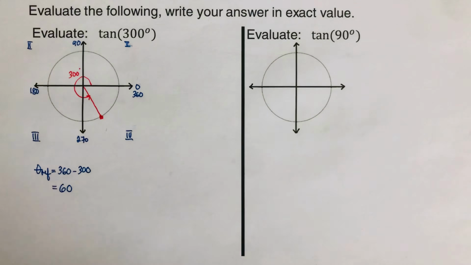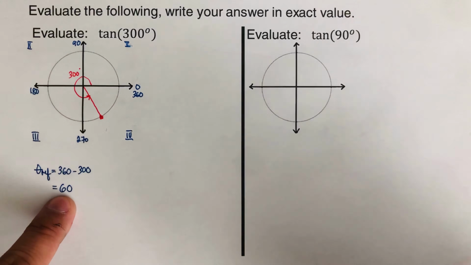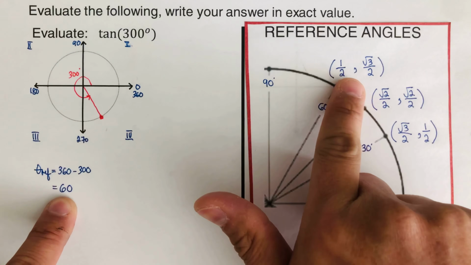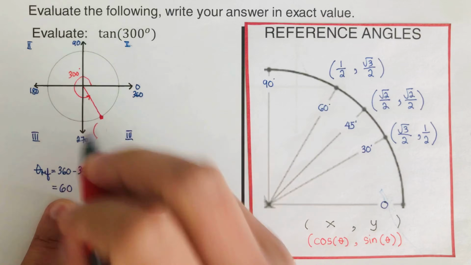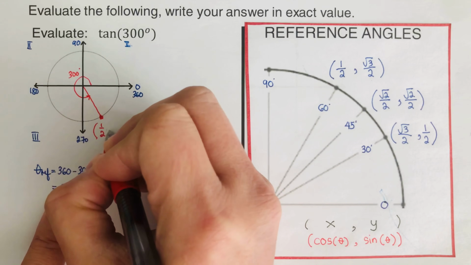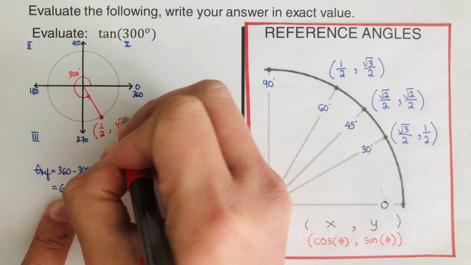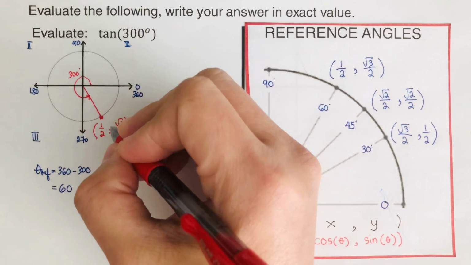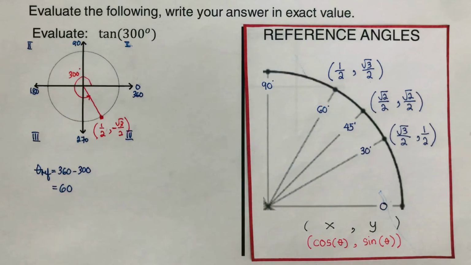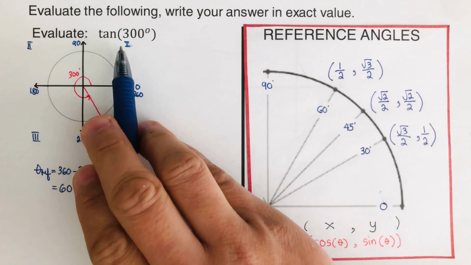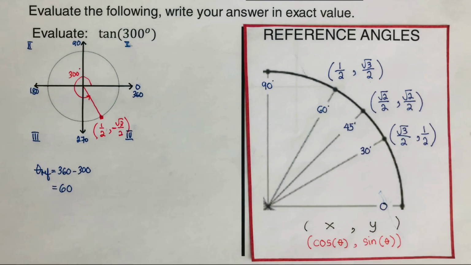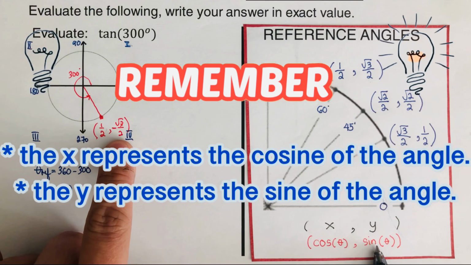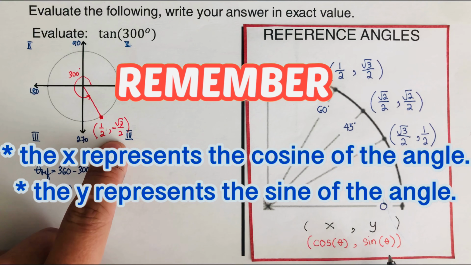Okay, so the reference angle for 300 is 60. So what it's trying to tell us is that the coordinate of this dot right here is pretty similar to that of 60. So I can go ahead and label this. So 60 would be 1/2, and then that's square root of 3 over 2. Now, please remember that in the fourth quadrant, the x is positive and the y is negative. So I can go ahead and label this as negative square root of 3 over 2. We are looking for tangent 300. We remember that the x represents the cosine of the angle, and then the y represents the sine of the angle. From this coordinate, the tangent is not given to us.